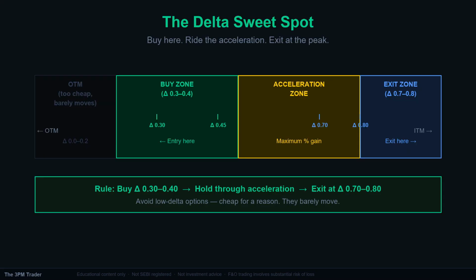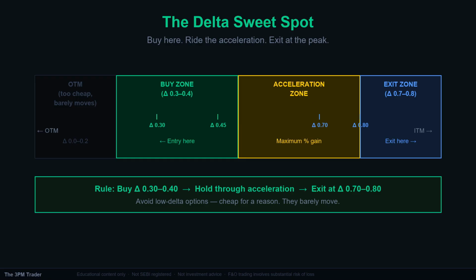So, which delta should you target when buying? Here is the rule I follow, and it matches everything I have seen in practice. Buy options with a delta between 0.3 and 0.4, slightly out of the money. Here is why. As the stock moves in your direction, delta increases. Your option not only moves more, it starts moving faster and faster. You are riding the acceleration.